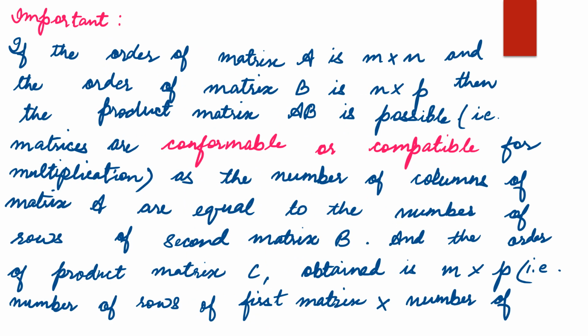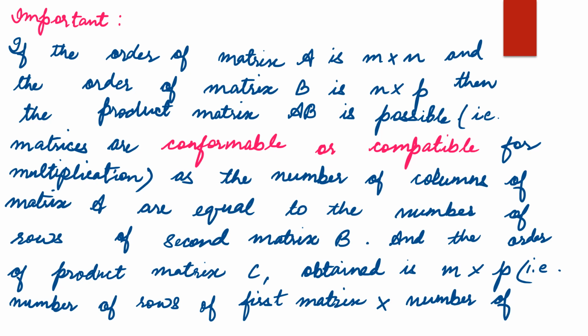So here is something important for mentioning, children, that if the order of a matrix A is m by n and the order of matrix B is n by p, then the product matrix AB is possible, that is matrices are conformable or compatible for multiplication. As you can see, the number of columns in A is equal to the number of rows in B, right? Number of columns of matrix A are equal to the number of rows of the second matrix B.